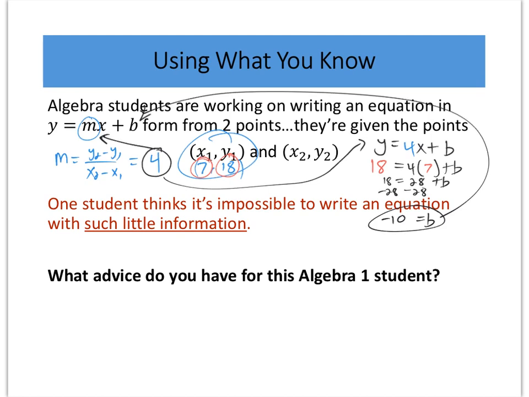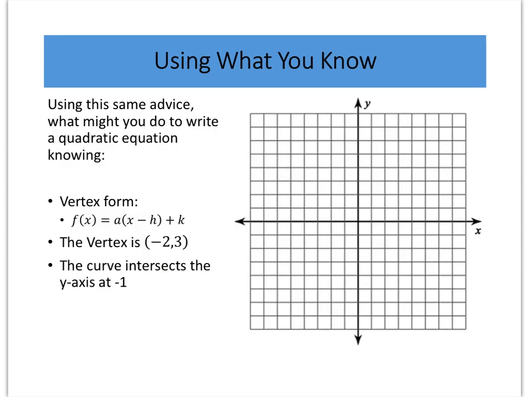So if we have the m and we have the b, then we can write the equation y equals 4x minus 10. And we can write that with such little information because we can substitute values into the function. Well, in Algebra 2, we can kind of do the same thing.